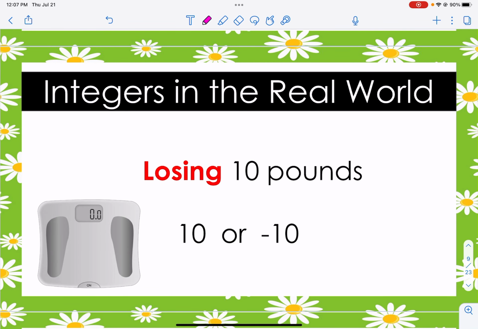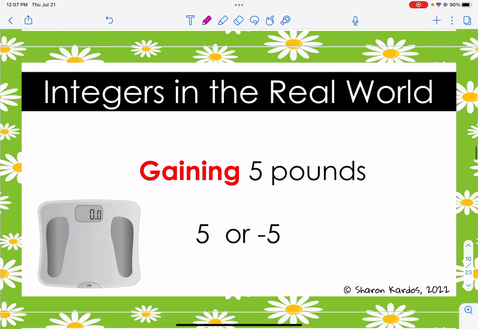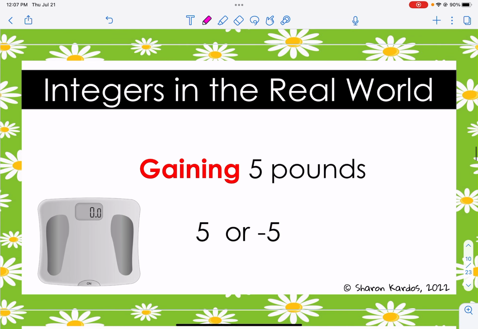Losing 10 pounds. This one's usually pretty self-explanatory. Most kids get this one. If I'm losing 10 pounds, that's going to be a -10. If I'm gaining 5 pounds, something none of us really like to do, we're going to consider that to be a positive thing if we gained 5 pounds.